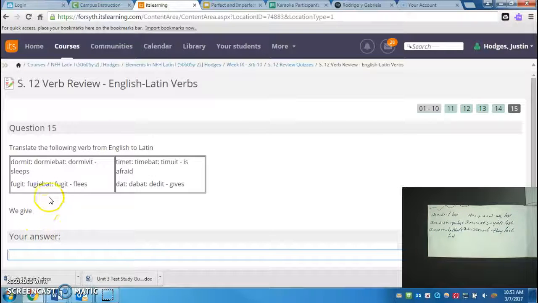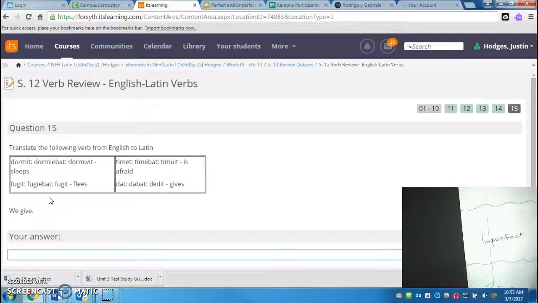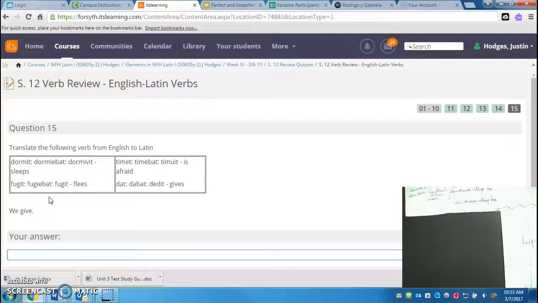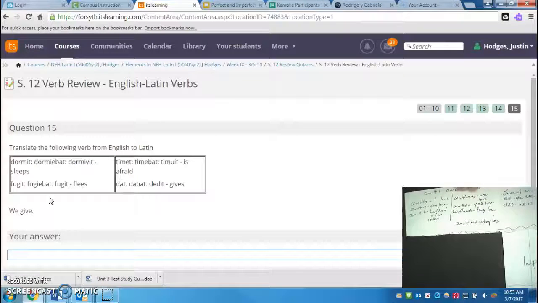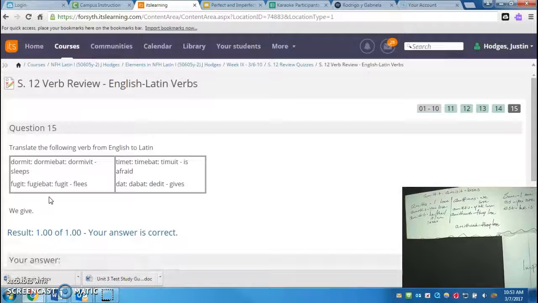Right. And then we give. That is present tense. We take dat, replace that t with o, s, t, mus, tis, unt. We is first person plural. That'll be mus. Oops. Oh, wrong way. So the ending will be mus. So we take that t, turn it into a mus. We got damus. And that is it.